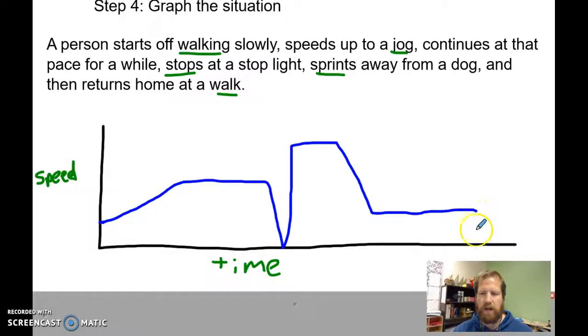And once I get home, probably my speed will drop down to 0 when I'm at home and I'm sitting on the couch or whatever. But we don't have that information. So we're just going to walk home. Okay? And that's my graph.